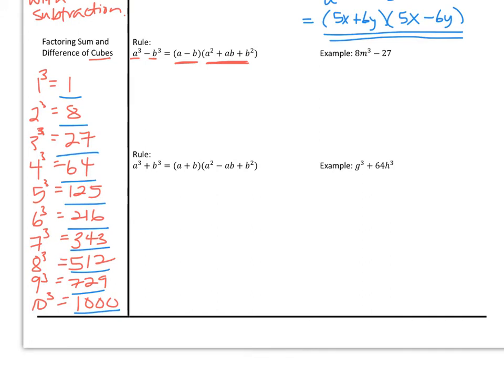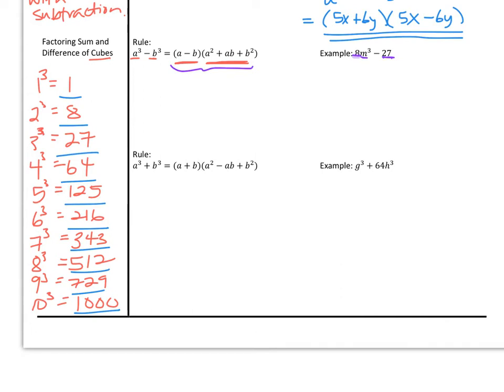The example on the right, we have 8m cubed minus 27. So looking at our list, notice 8 is a perfect cube. 8's a perfect cube. M cubed would also be a perfect cube because it's a multiple of 3. And if you look over on that left-hand column, 27 is also a perfect cube. So it looks like we have perfect cube minus perfect cube. We're going to follow this template on the left once we determine what a equals and what b equals.